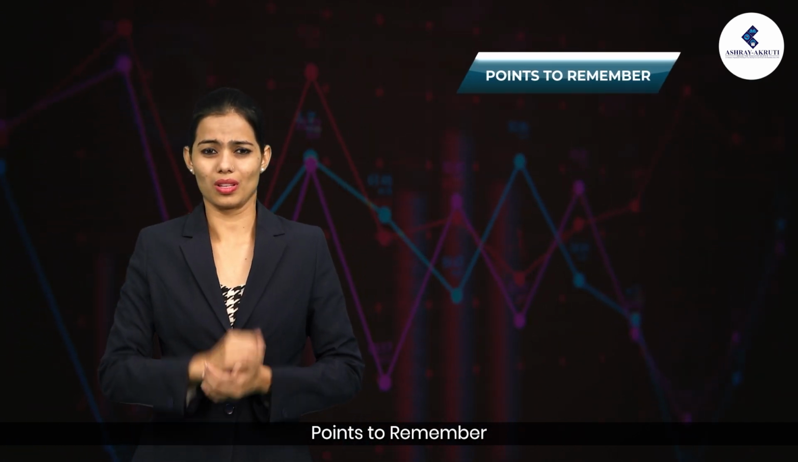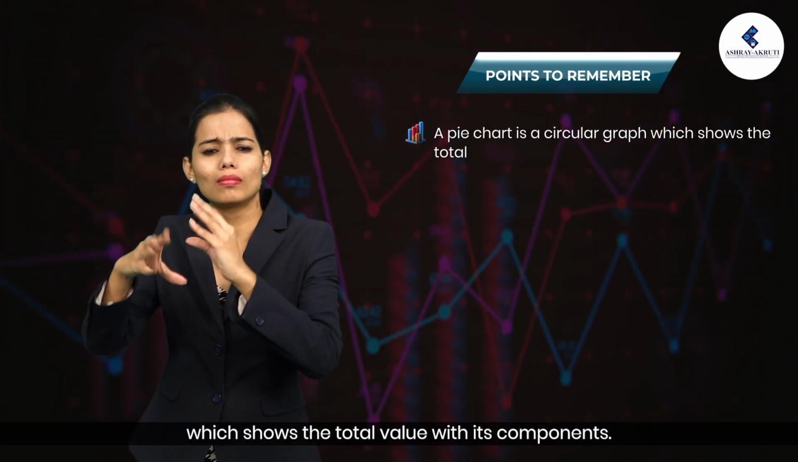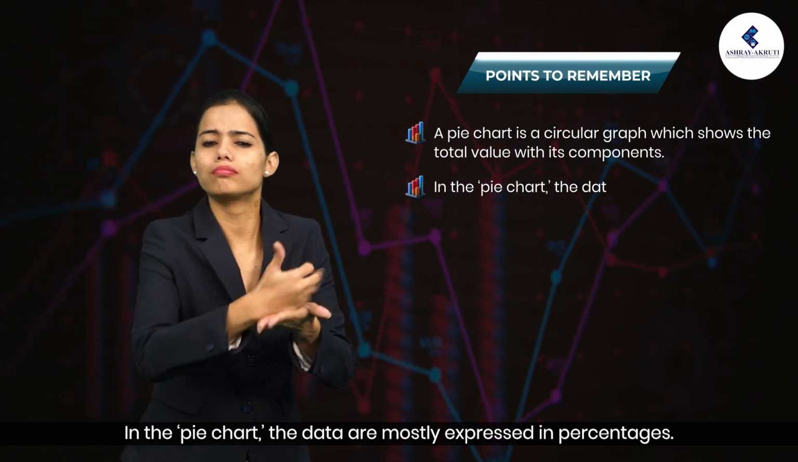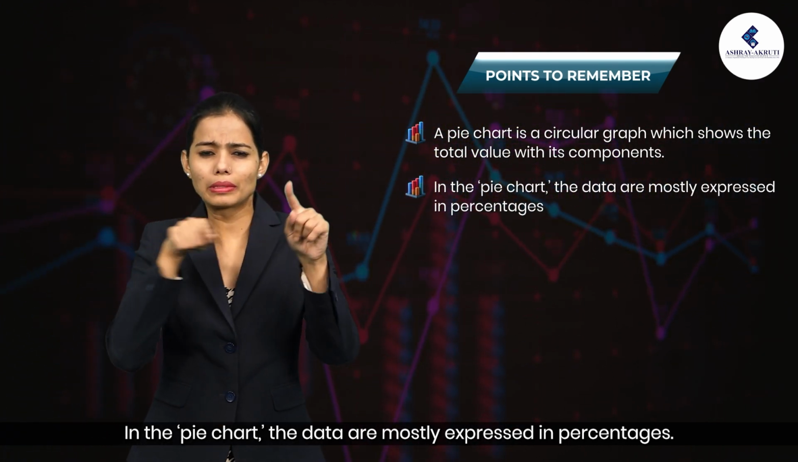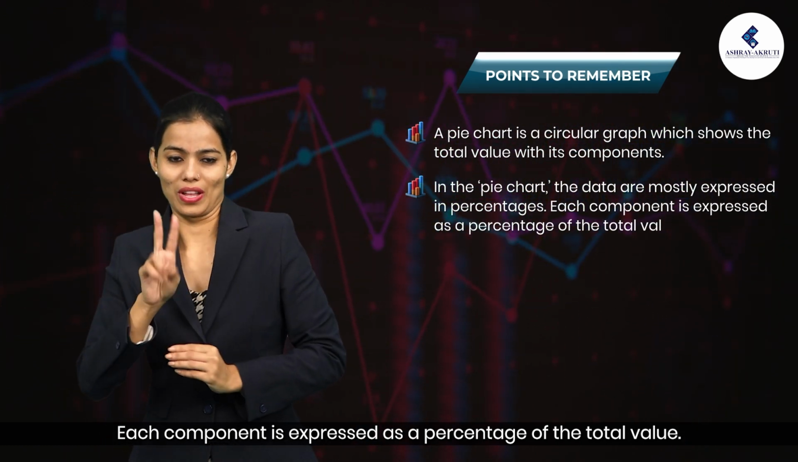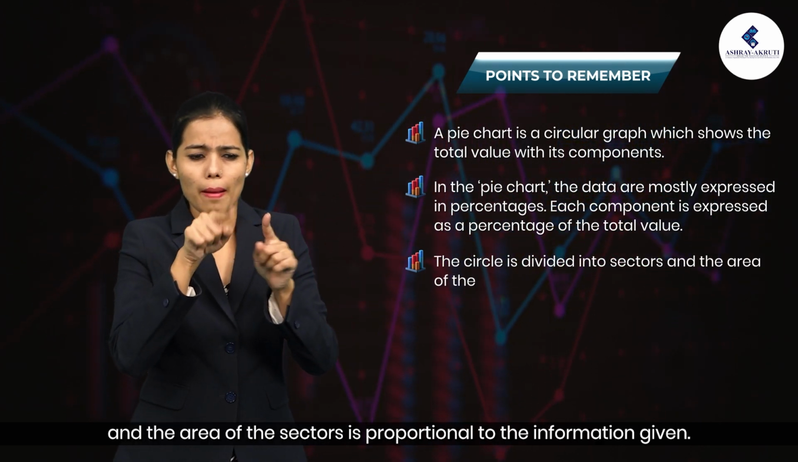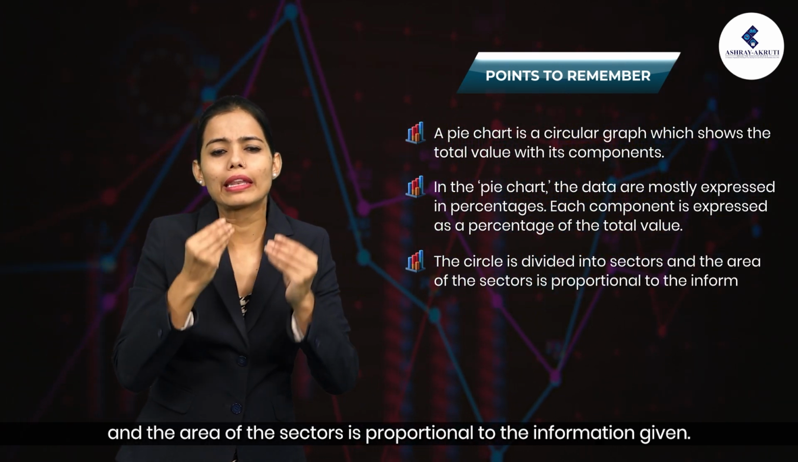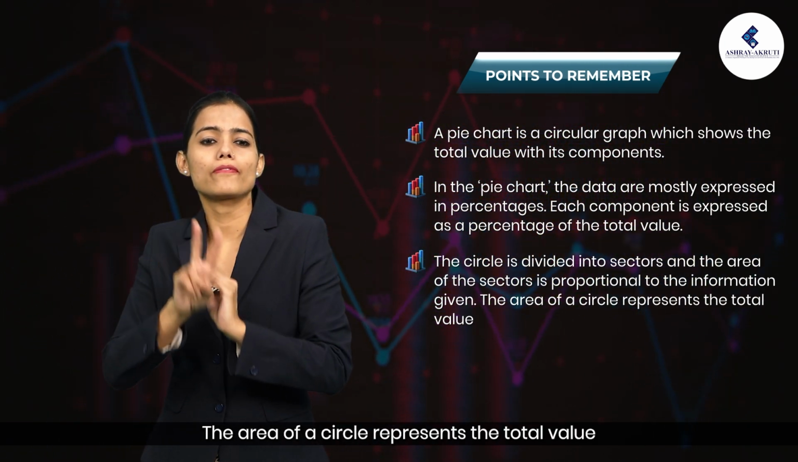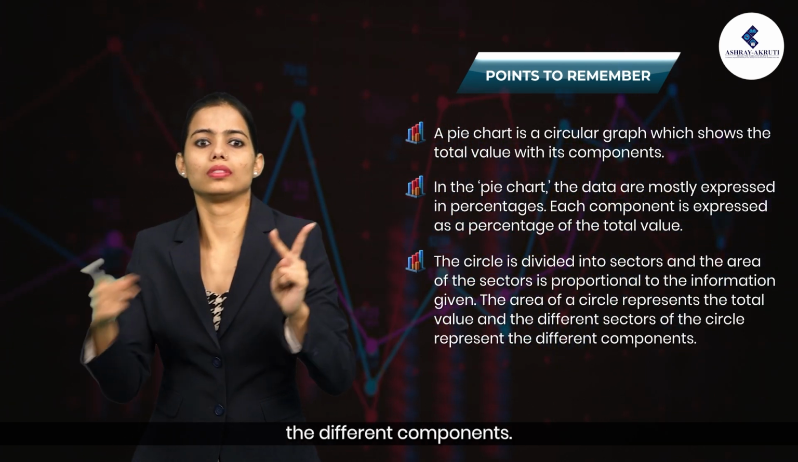Points to remember. A pie chart is a circular graph which shows the total value with its components. In the pie chart, the data are mostly expressed in percentages. Each component is expressed as a percentage of the total value. The circle is divided into sectors and the area of these sectors is proportional to the information given. The area of a circle represents the total value and the different sectors of the circle represent the different components.